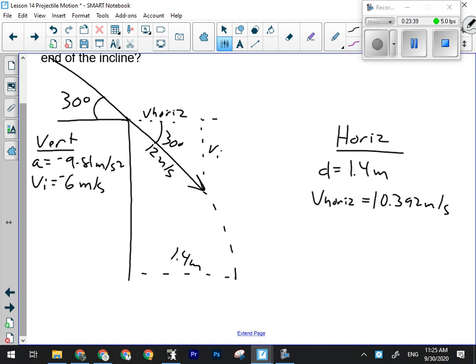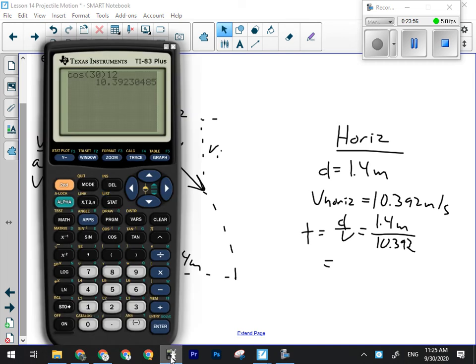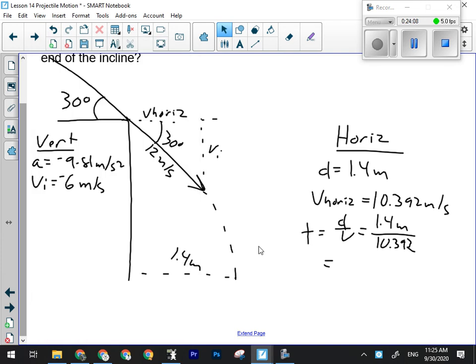Now that I have V and D, I should be able to calculate the time that this thing is falling. So T equals D over V, that'll be our 1.4 meters horizontally divided by our 10.392. That'll give us our time. It's not going to be very long because it wouldn't take something very long to fall off of a table or something like that. So 1.4 divided by our V, that's 0.135 seconds. I can bring that over here.